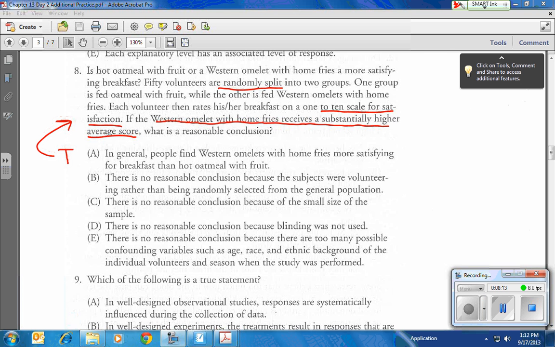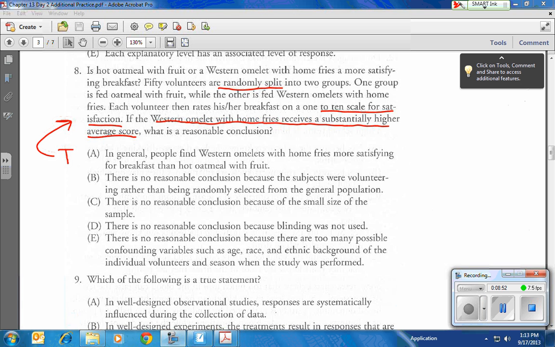B. There is no reasonable conclusion because the subjects were volunteering rather than being randomly selected from the general population. Now, as far as I know, it's fine to use a group of volunteers because you can't really randomly pick people and then force them to do something. In an experiment, you're usually left to deal with volunteers. But you randomly allocate them.